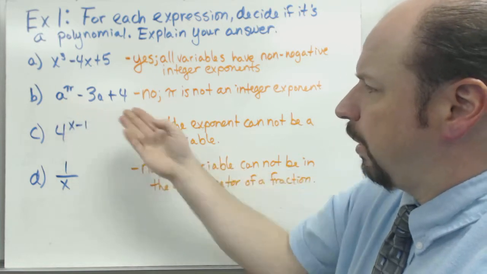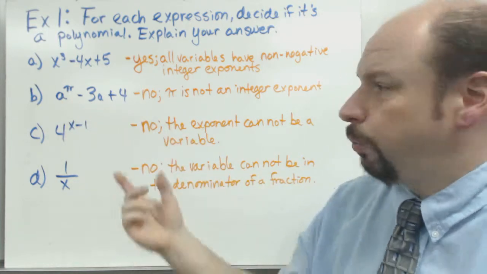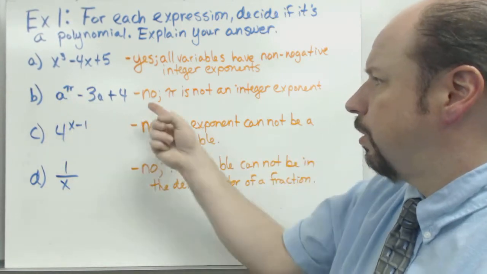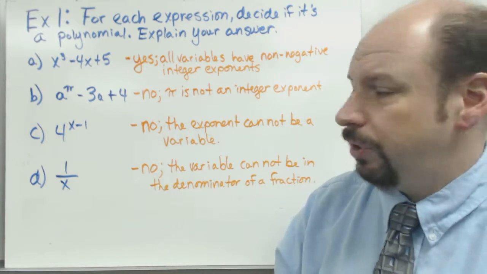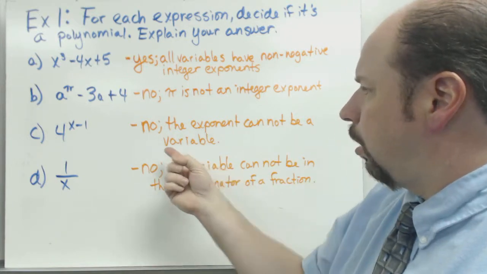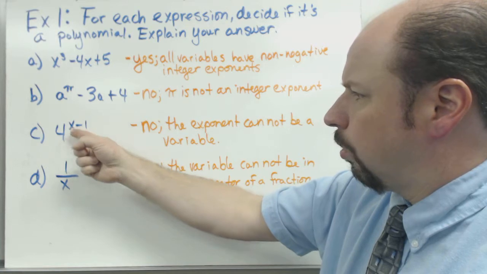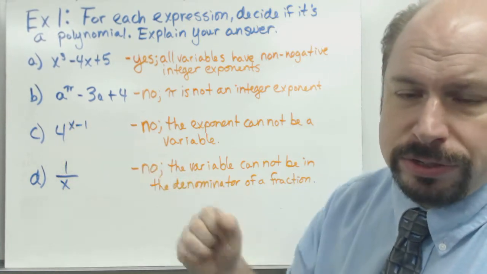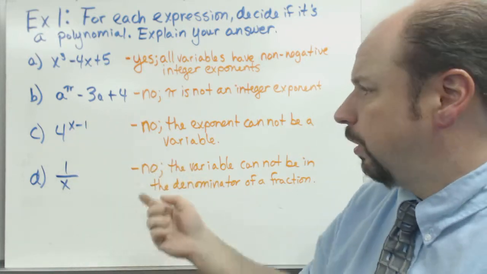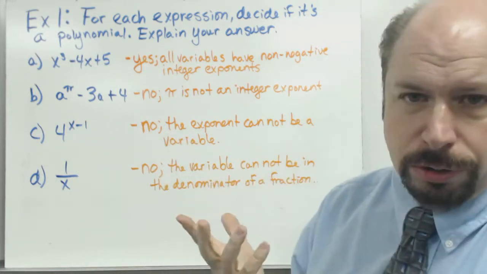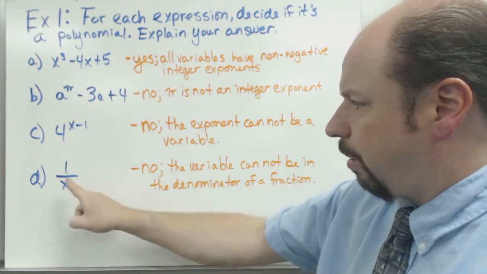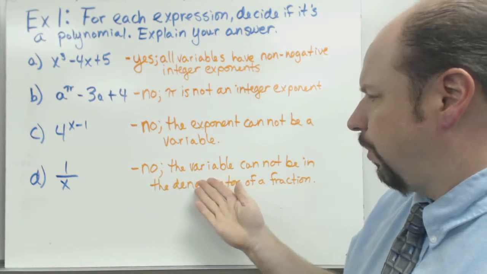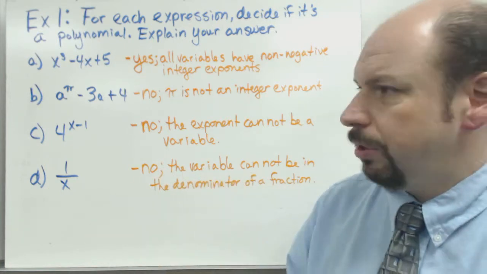Here, a to the pi minus 3a plus 4. Well, that's not a polynomial because pi is an irrational number. It's not a non-negative integer. So no, pi is not a non-negative integer. Here, 4 to the x minus 1 power. Well, we can't have the variable in the exponent. So no, the exponent cannot be a variable. And here we have the variable in the denominator of a fraction. This one is not a polynomial function because the variable cannot be in the denominator of a function.